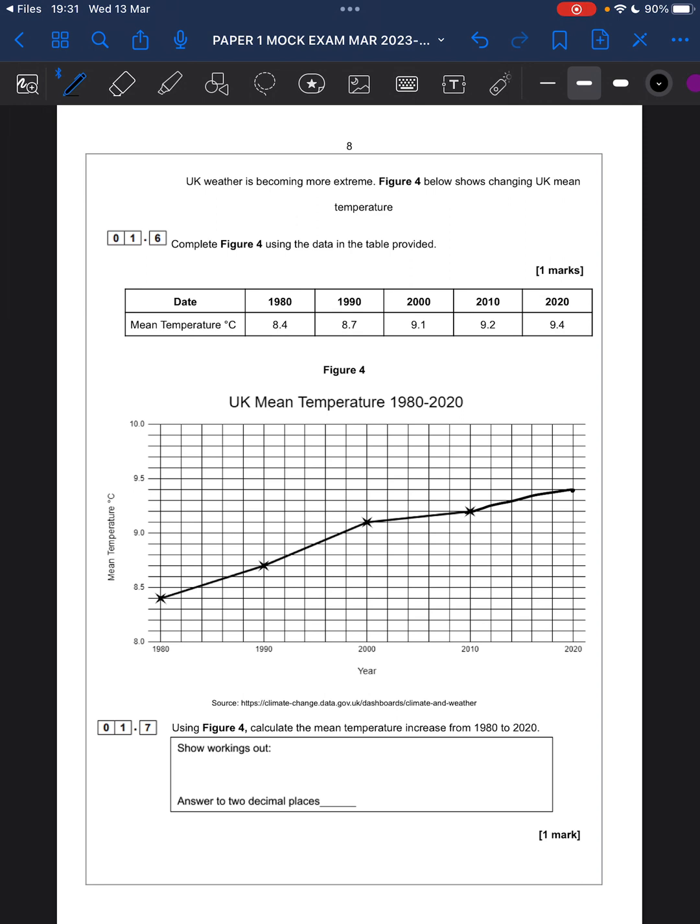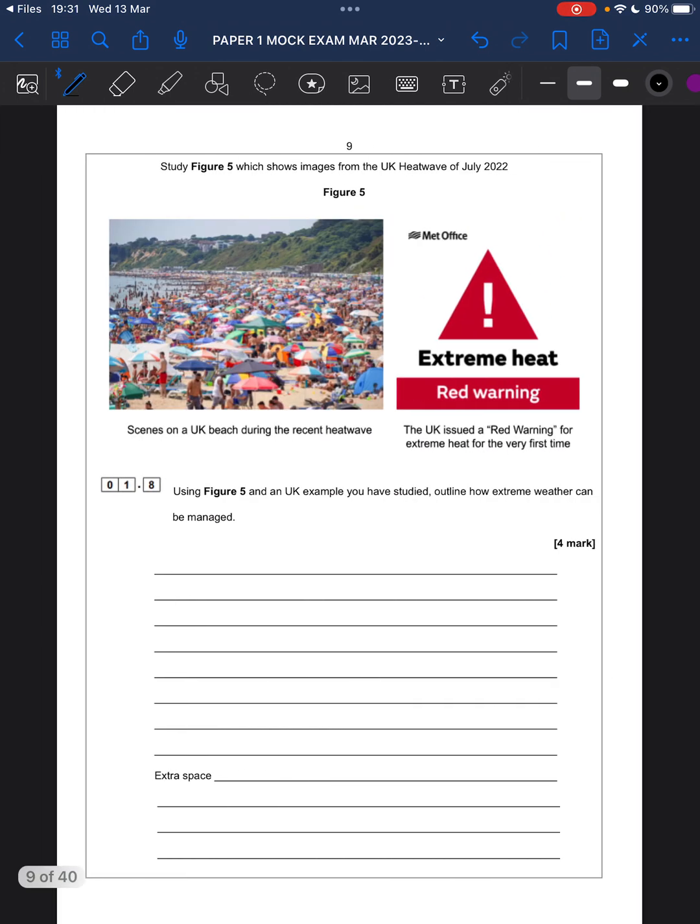Good rule of thumb. If the lines are straight, you do straight lines. And then here, look, the mean temperature increase. So what you do is you would work out the difference in these areas here, and then you would find the mean. Answer to 2 decimal places. Pretty straightforward. Pause it and have a look.